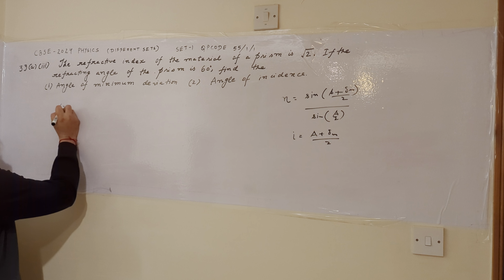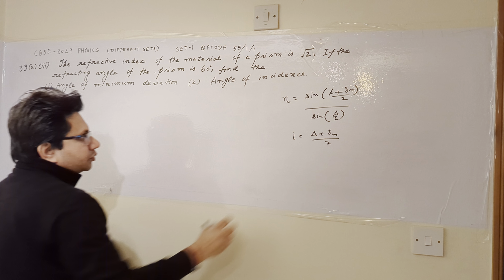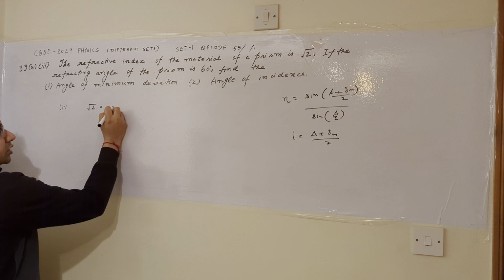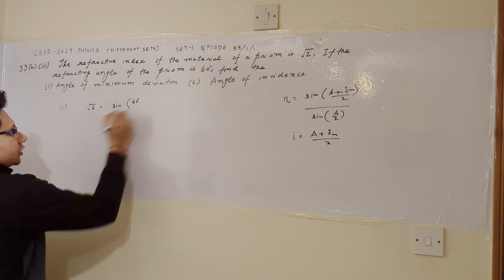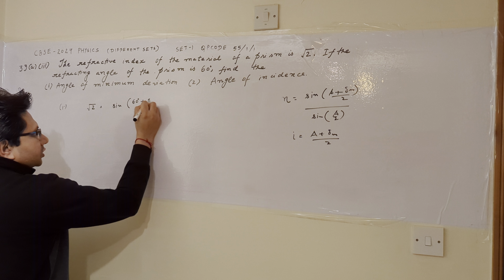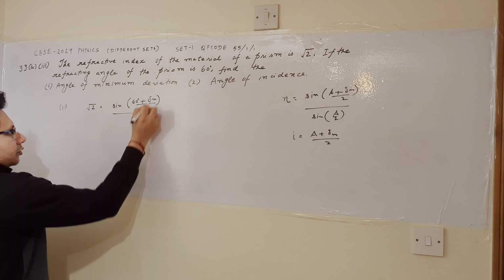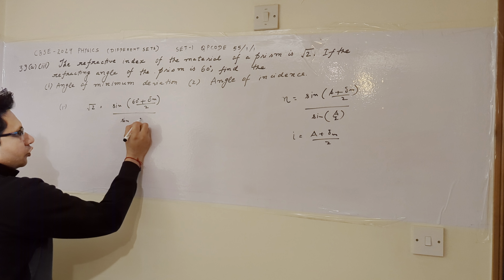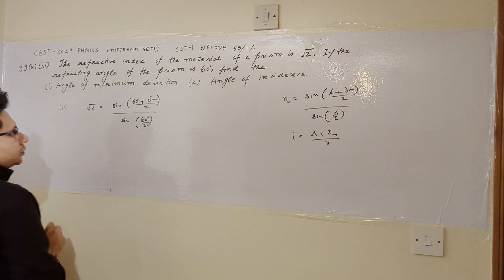So the first part, angle of minimum deviation. We have to use this particular formula. So n is given as square root 2. This is equal to sine of (A plus delta m) upon 2, where A is the angle of prism, which is 60 degrees, and delta m, which we have to calculate, upon sine of A by 2, A is 60 degrees upon 2.